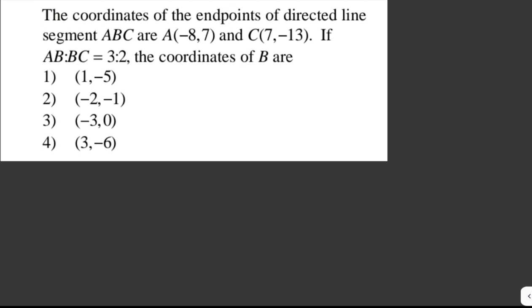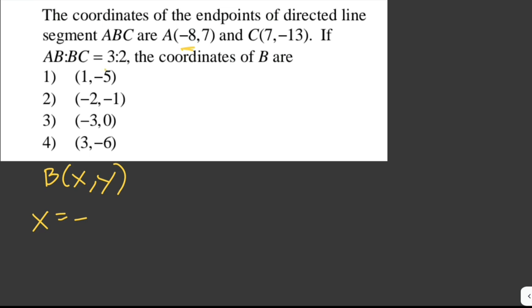The coordinates of the endpoints of the directed line segment ABC are point A (-8, 7) and point C (7, -13). If the ratio between AB and BC is 3:2, the coordinates of B are. To solve for the coordinates of point B, again we use the same method. Let's take note of the ratio first.